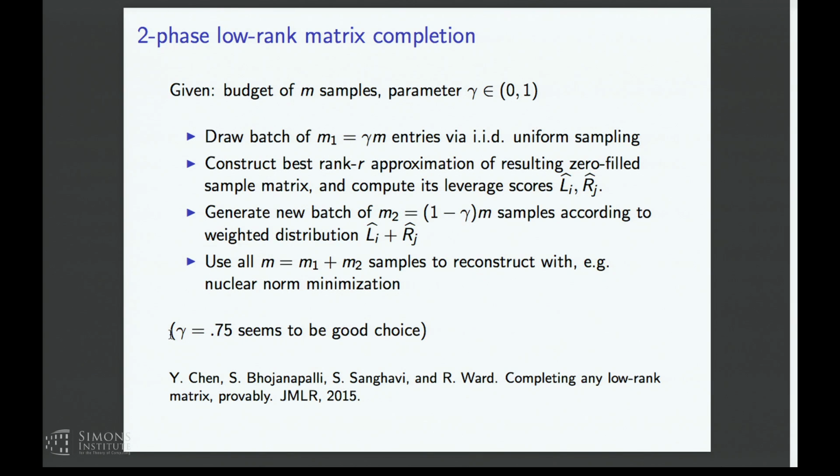And then from these estimates, generate a second batch of measurements, a second batch of entries, M2, according to the weighted distribution given by these estimates. And then we've taken a number of samples, M in total, and throw all of these samples into, say, nuclear norm minimization and complete the matrix and see what happens. And so we found that gamma equals 0.75 seemed to be a good choice, corresponding to allocating more samples to the phase 1 uniform sampling.